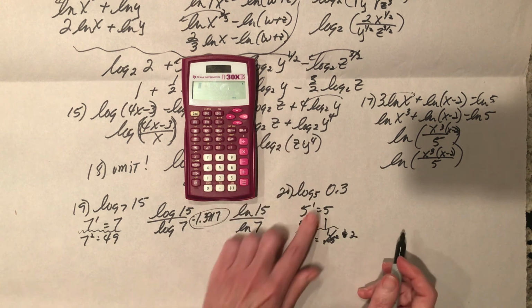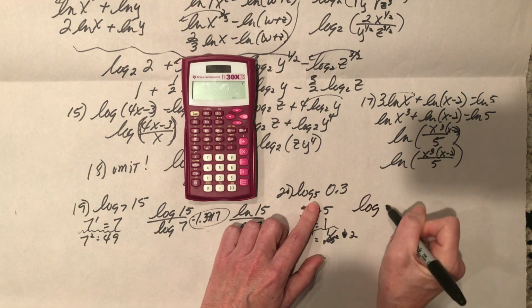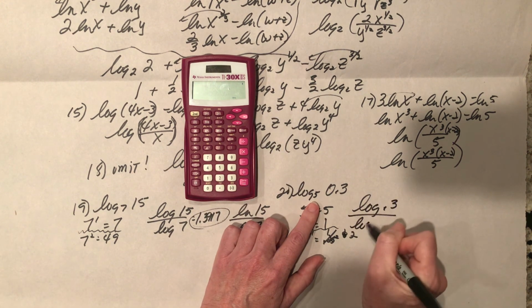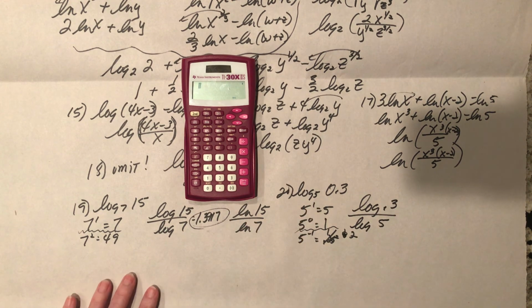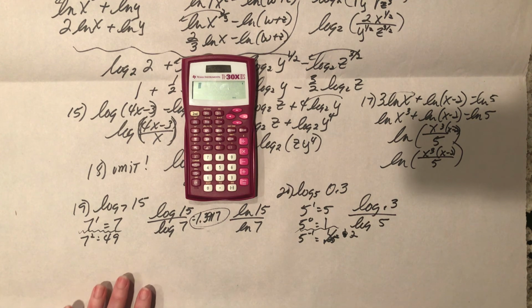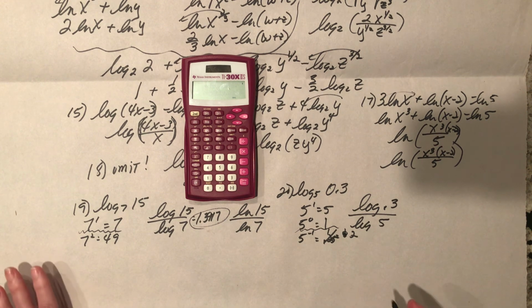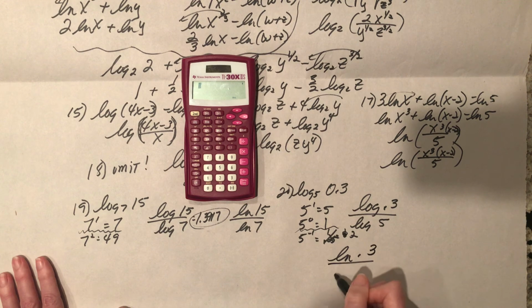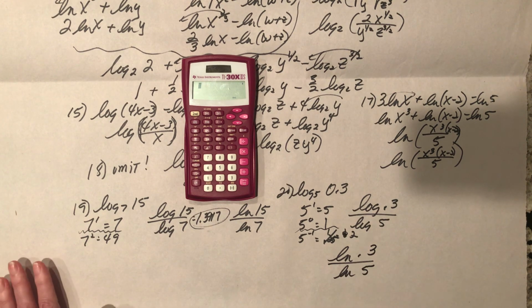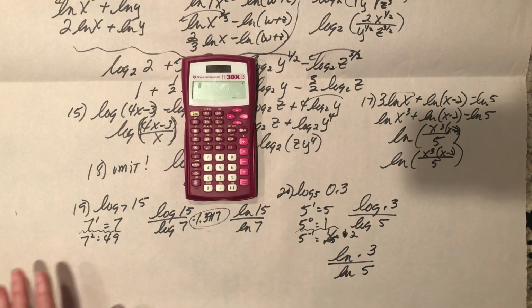Okay. So what we're going to be able to do then is do log of 0.3 divided by log of 5. You can do that. Or you can do natural log of 0.3 over natural log of 5. Either one of those will get it done.